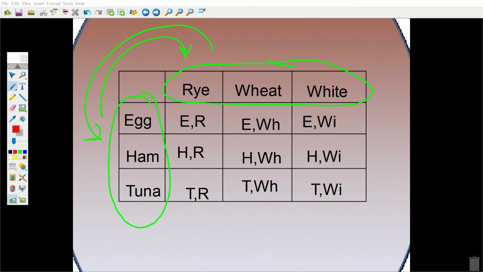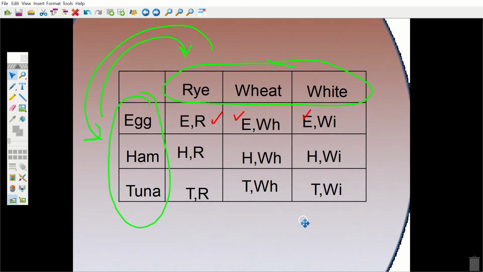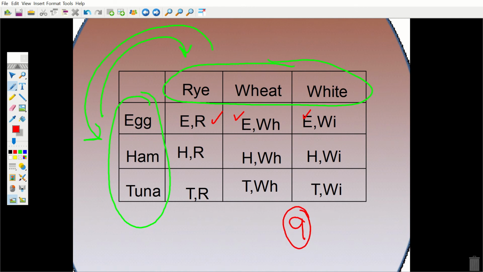And then you have your egg sandwich on rye, egg sandwich on wheat, egg sandwich on white. And then to calculate the total number of outcomes, you would just add them up. 1, 2, 3, 4, 5, 6, 7, 8, and 9. So again, in the same vein, you'd have 9 total outcomes.